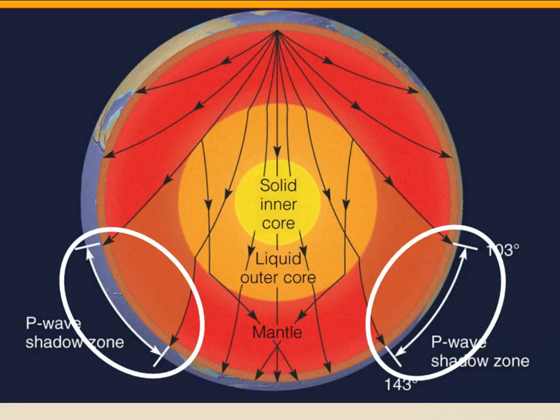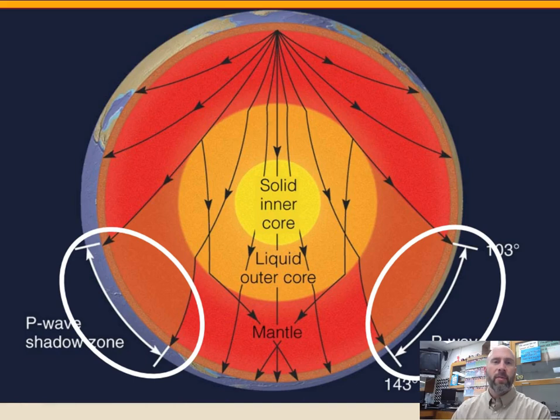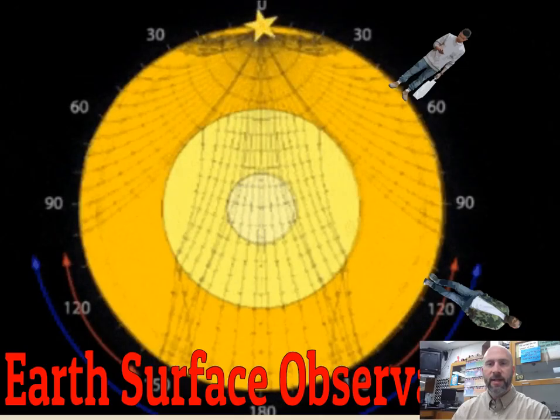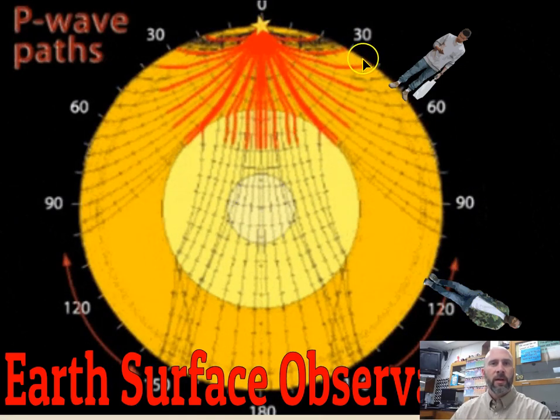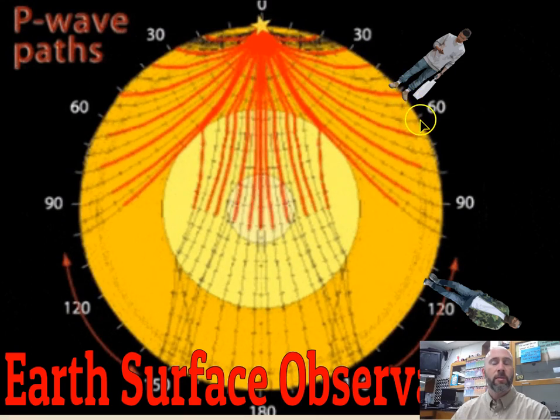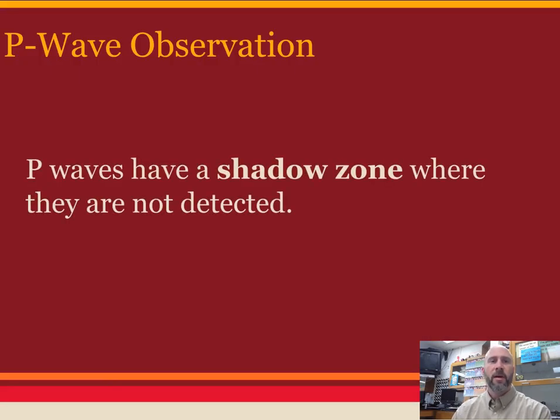What you should have noticed is that we have these shadow zones, where the one guy that was standing down here wouldn't feel the waves. With this guy, you could say that we sense the waves taking a little bit more time the further away you get from the earthquake. But this guy standing over here didn't feel any waves. That would be one potential observation: these P waves have a shadow zone where they're not detected.